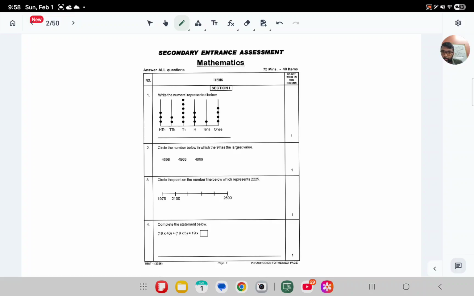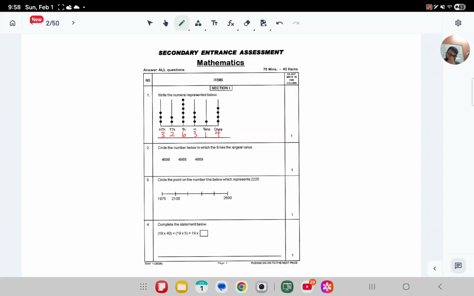So we have hundreds of thousands, tens of thousands, thousands, hundreds, tens, and ones. Alright, so we need to write the numeral for this. The hundreds of thousands, we have 3. The tens of thousands, we have 2. The thousands, we have 1, 2, 3, 4, 5, 6. The hundreds, we have 3. And tens, we have 1. And the ones, we have 1, 2, 3, 4. So we got 32,614.